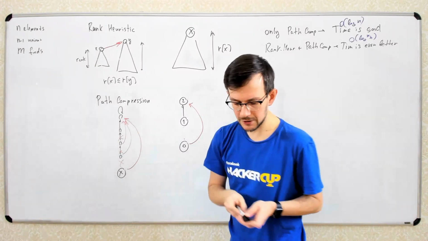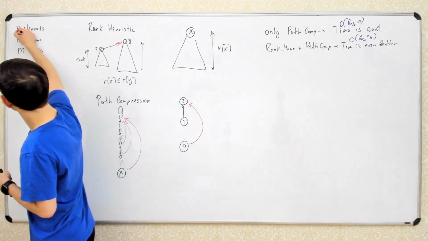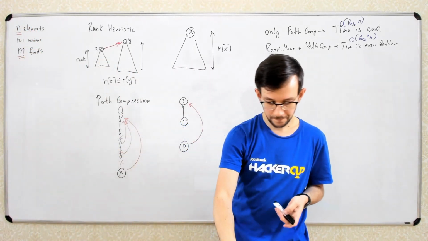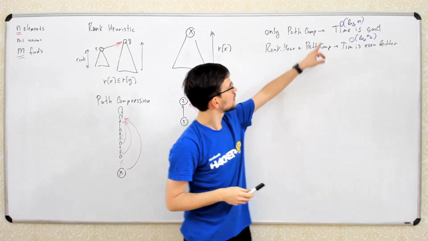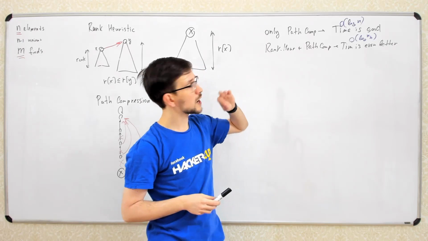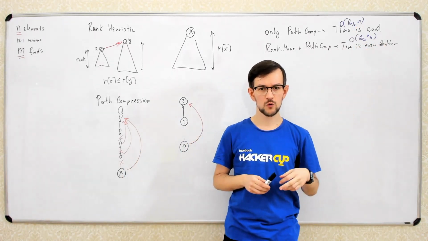And our time complexity formula will depend on two variables. The first variable is the number of elements, and the other variable is the number of finds. Here in this time complexity, we have only n here, n here and n here. That's kind of boring, yeah?